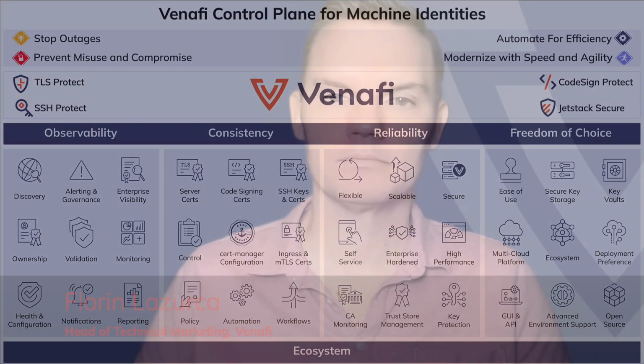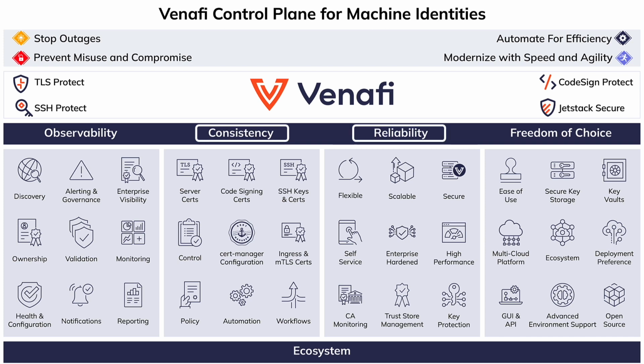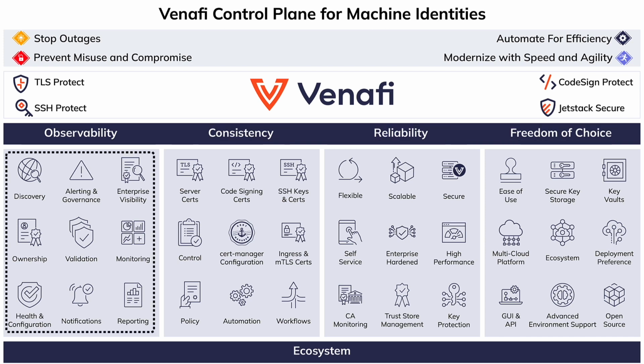Today, I'll dive deeper into observability, which is one of the four functional pillars of the control plane. Along with consistency, reliability, and freedom of choice, observability is comprised of technical capabilities that extend across Venafi TLS Protect, Jetstack Secure, and CodeSign Protect. Control plane is a key component of machine identity management.